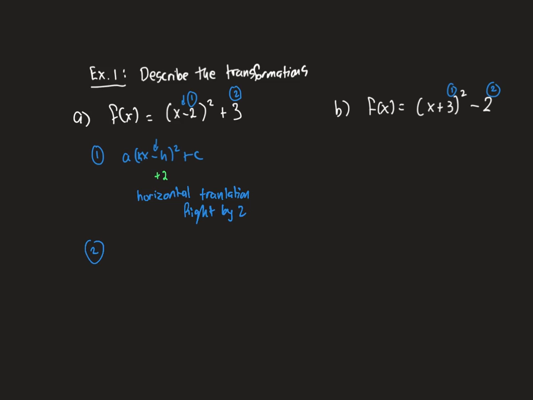And for number 2, you've got +3, simply said, it's a positive number, so it's going up. So vertical translation, up by 3.